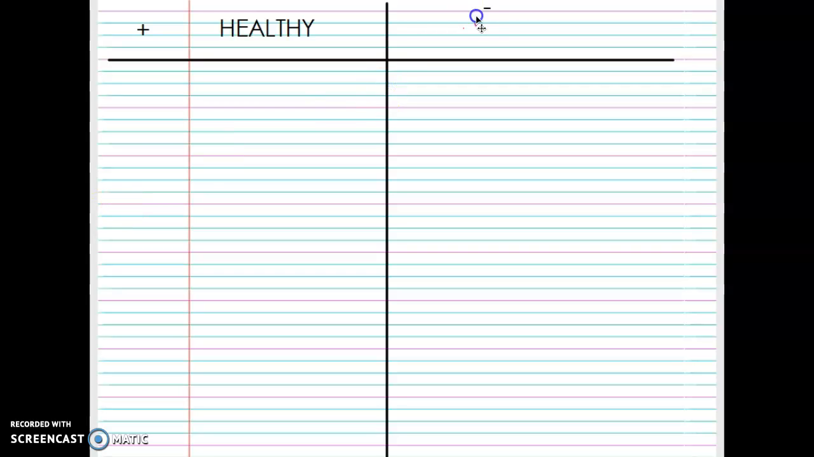In the right-hand column, put a minus sign. This is where you're going to have all of the examples in places in The Red Balloon where the relationships were unhealthy. Pause the video to create this chart in your reading notebook and then continue to the next slide.